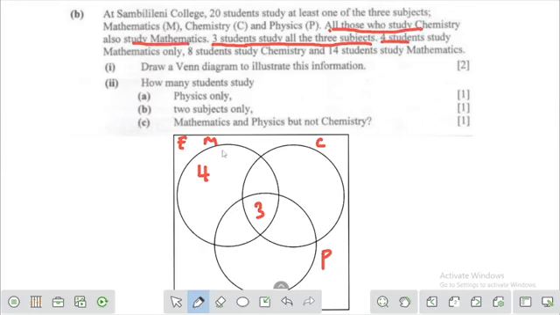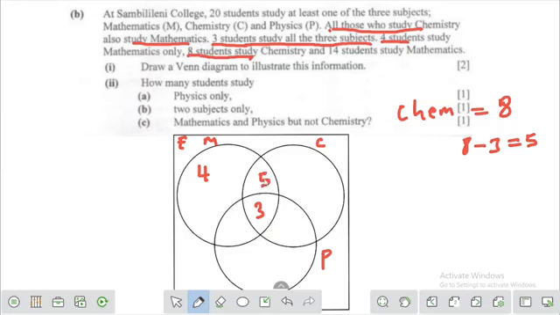Mathematics. This information is very important. Again, how many students study chemistry? There are 8. Okay. Now here we have a 3. So to know the students who study chemistry only, you say 8 minus 3. We will get a 5. So now this 5, we can put it here.